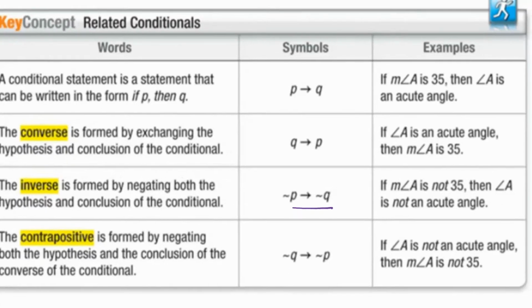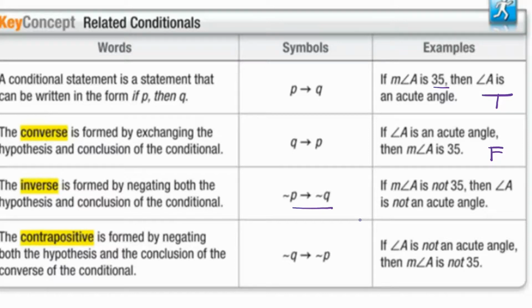Looking at the example, if I use that the measure of angle A is 35 degrees, then angle A is an acute angle. And that's a true statement. The converse would be, if angle A is an acute angle, then the measure of angle A is 35 degrees. Well, that's false, because if it's an acute angle, it could be 45 degrees, it can be 2 degrees, it could be 36 degrees. So that is a false statement.